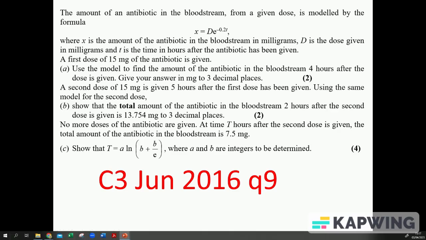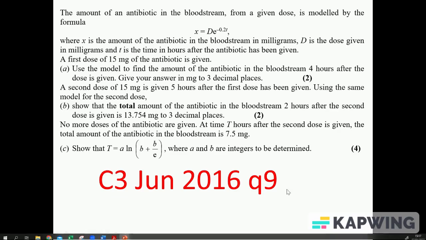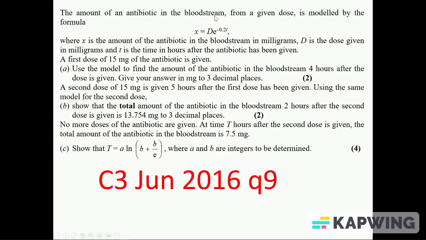Right, C3, June 2016, question 9. It's an e and ln question, also words. The amount of antibiotic in the bloodstream for a given dose is modeled by that formula. So D represents the amount given initially, and T is the time.